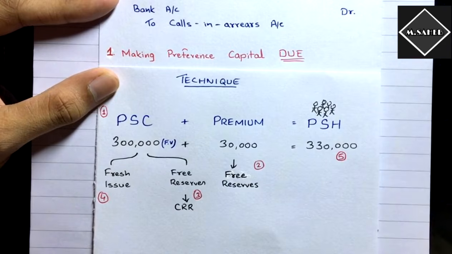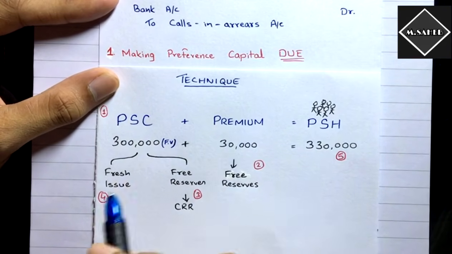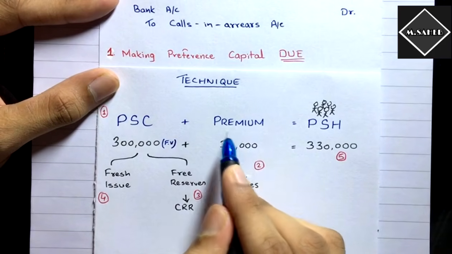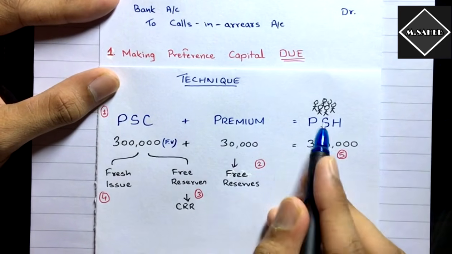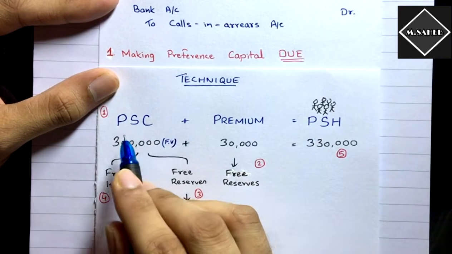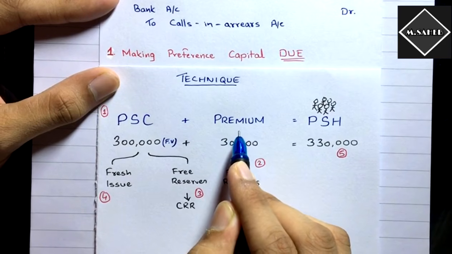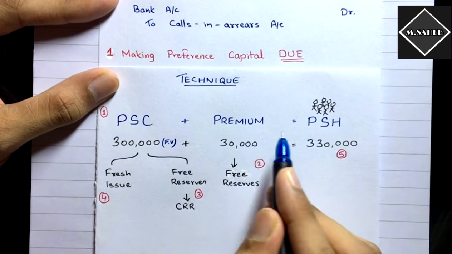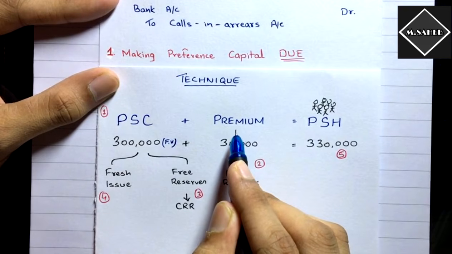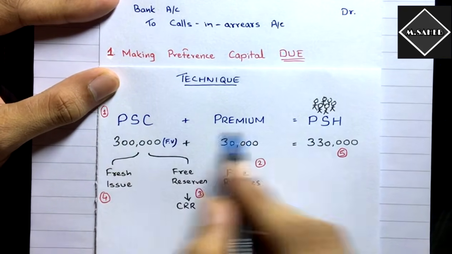As I said before, we might pay them something extra also on redemption, and that extra payment is called premium, right? These are preference shareholders, PSH. So what are we going to pay them on redemption? Their capital back, and we might also pay them something extra that is called premium. It is not mandatory. Sometimes we may, sometimes we may not. So this is the first entry itself.